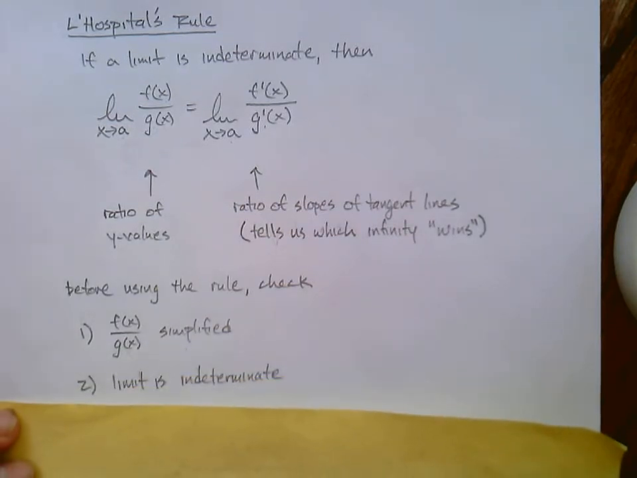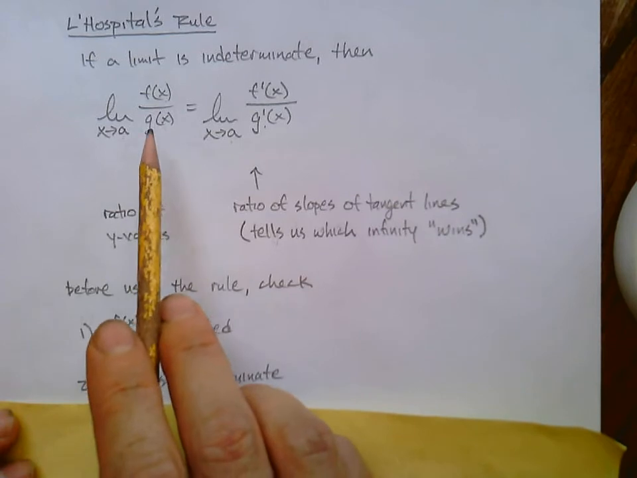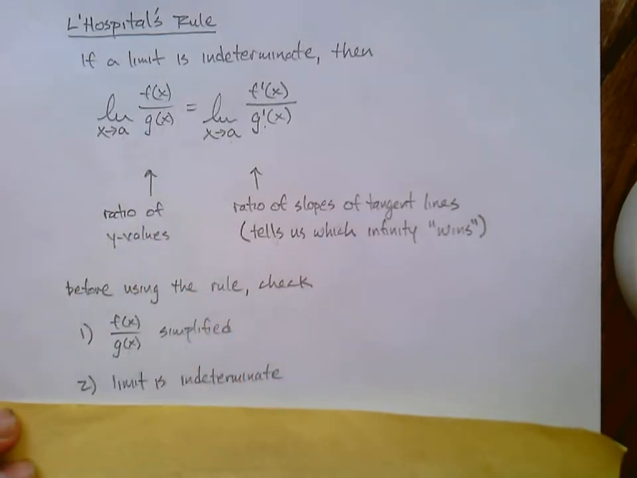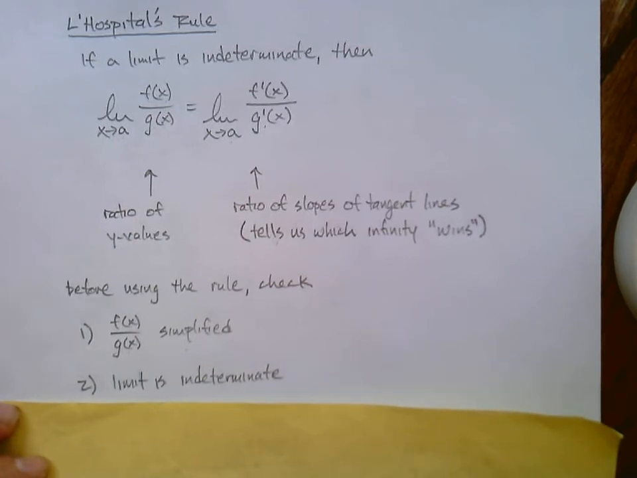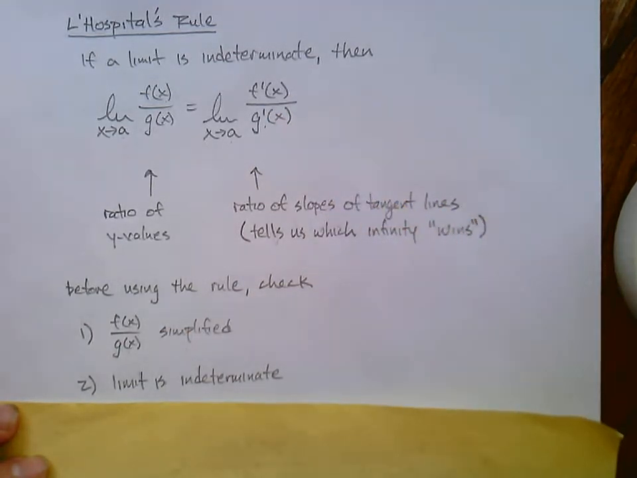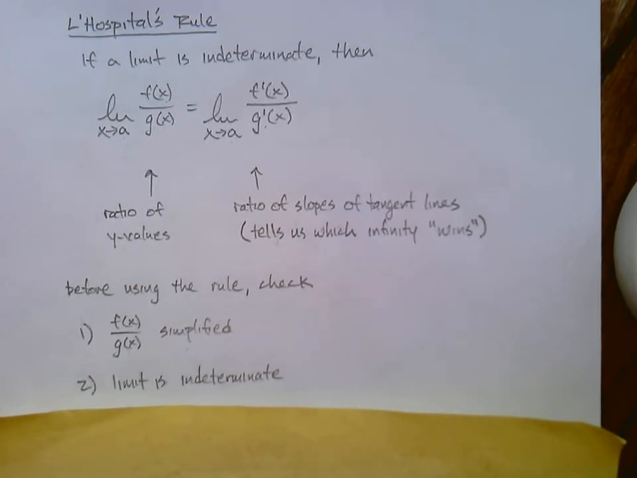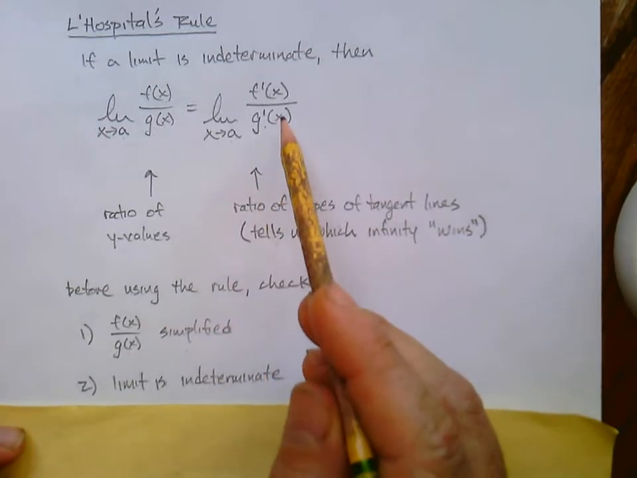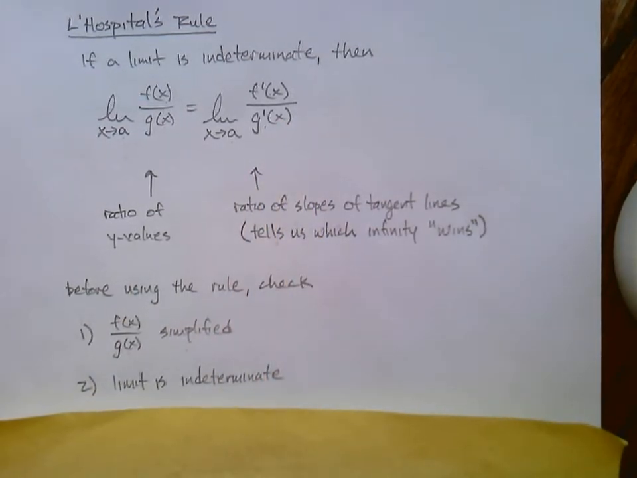Number 2, it's like we're restating it again, but make sure that the limit gives you one of those indeterminate forms when you try to plug in a. When I say the limit is indeterminate, does it really give you one of those 9 forms we just saw? If it does, you're good to go, and you can compare the ratios of the velocities, if you will, of numerator and denominator. But if it's not, then that can lead you astray and can give you a result that's not equal to what the limit really was.